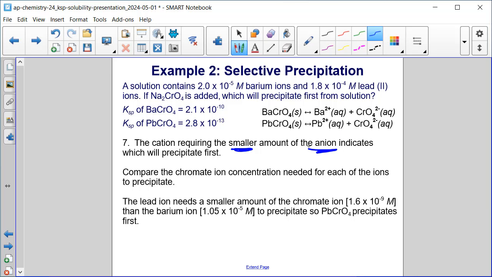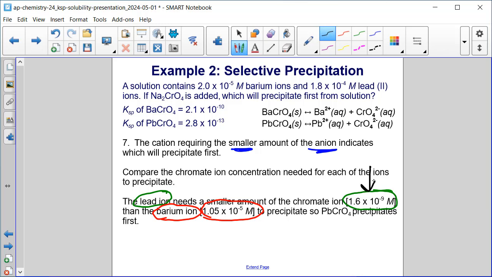And so the answer is whichever of those two cations requires the least amount of anion to precipitate will precipitate first. So compare the chromate ion concentration needs for each of the ions. So for the lead ion, we got an amount that was 1.6 times 10 to the minus 9 molar. And for the barium ion, we got an amount that was 1.05 times 10 to the minus 5 molar. So which one requires the least amount of anion?